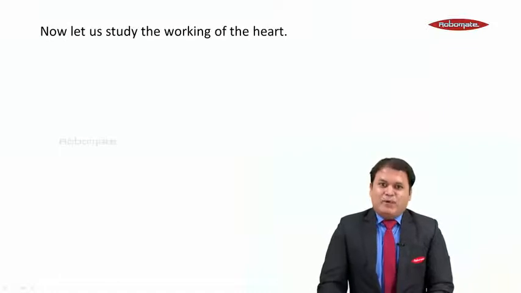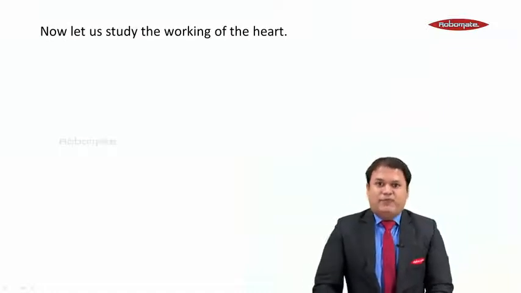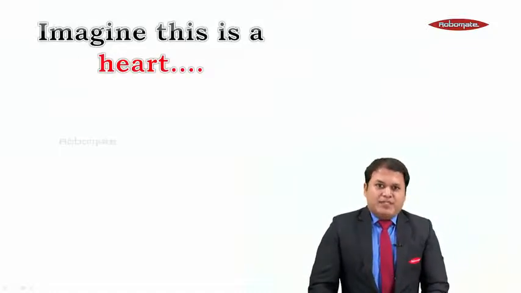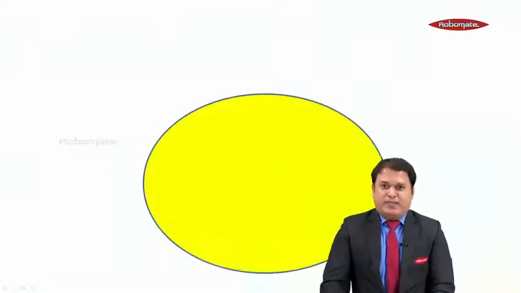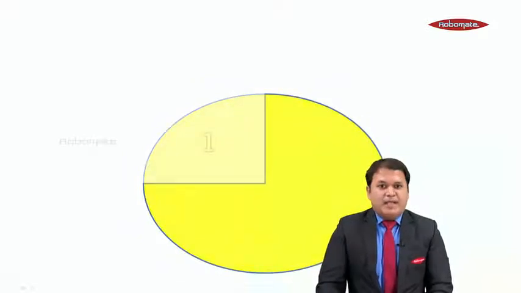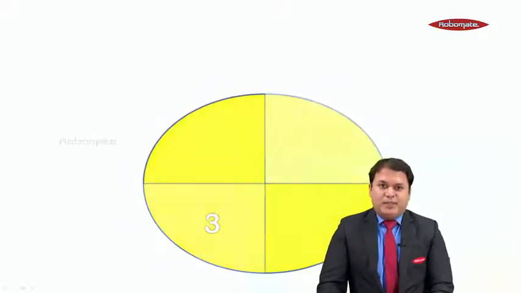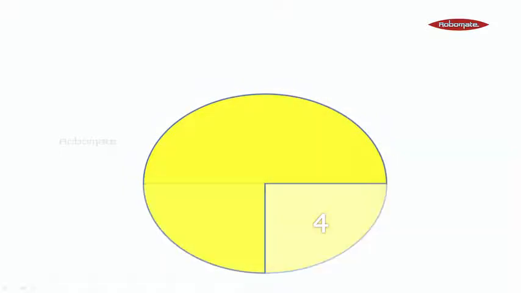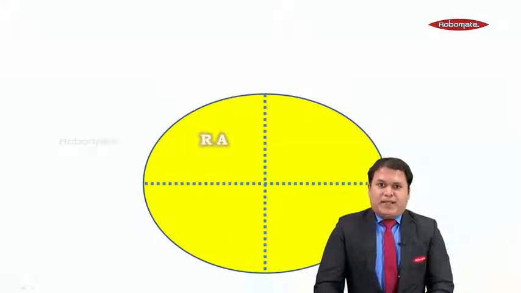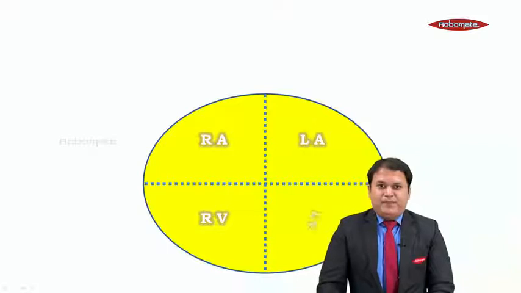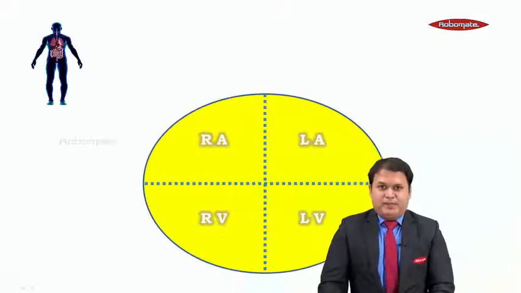Students, now let us study about the working of the heart. Now imagine this is a heart. We are taking a schematic representation of the heart. We know that the heart has got 4 chambers. So this is the first chamber, the second chamber, the third chamber and the fourth chamber. The 4 chambers of the heart are right atrium, right ventricle, left atrium and the left ventricle.